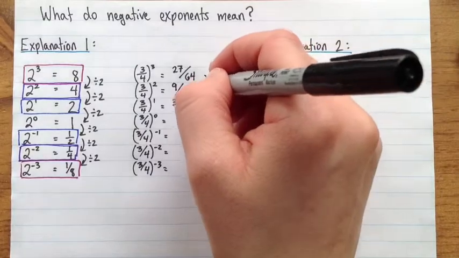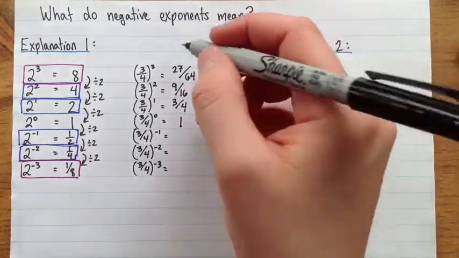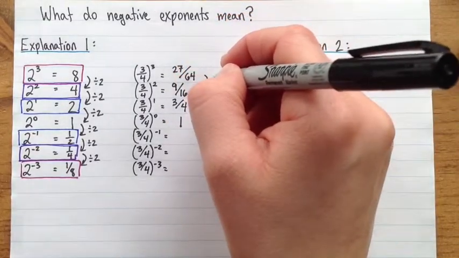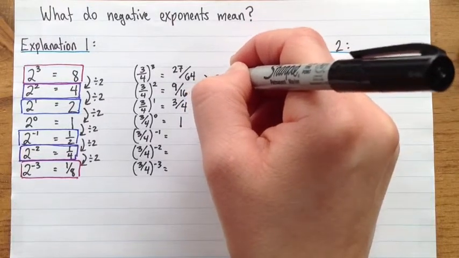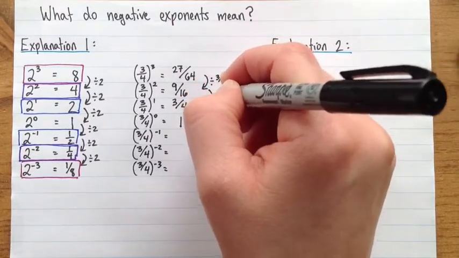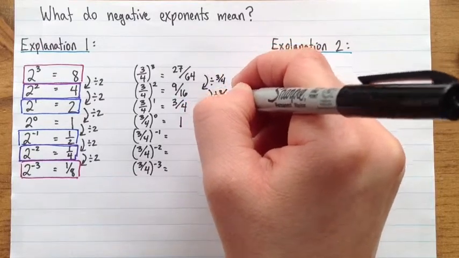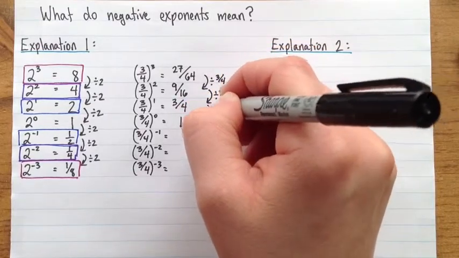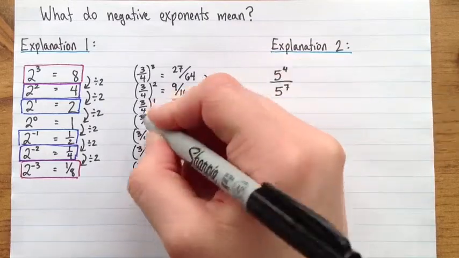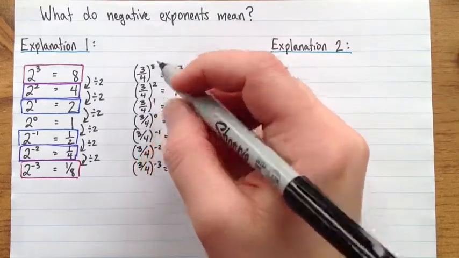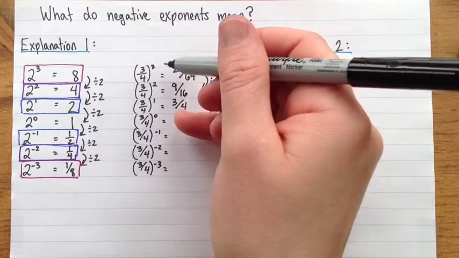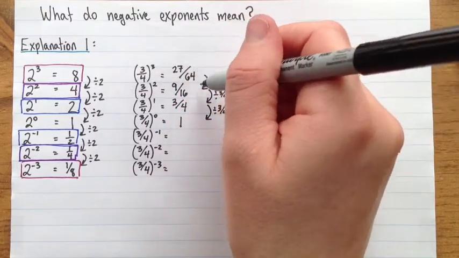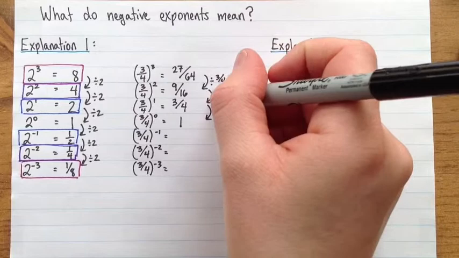And then we'll use the same pattern. What are we doing here? Well, we're dividing every time by 3/4. And this makes sense because if we think about exponents as repeated multiplication, then as we come down the list, we're not multiplying by 3/4 as many times. So it's the same. It makes sense that it's dividing by 3/4.